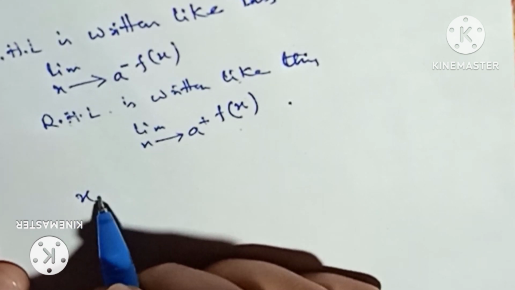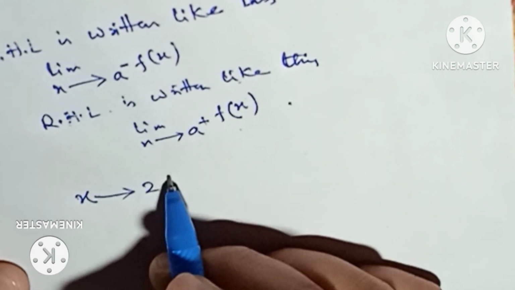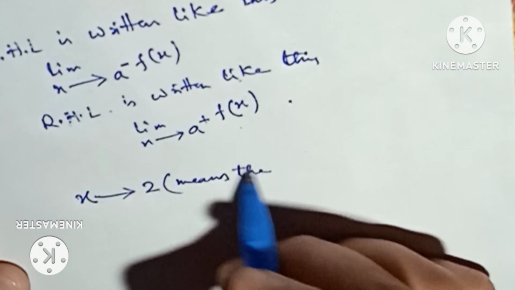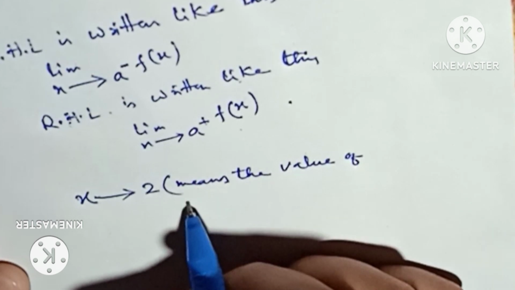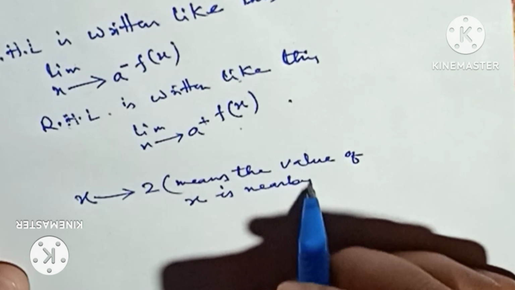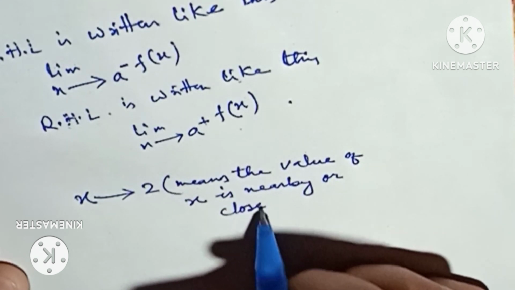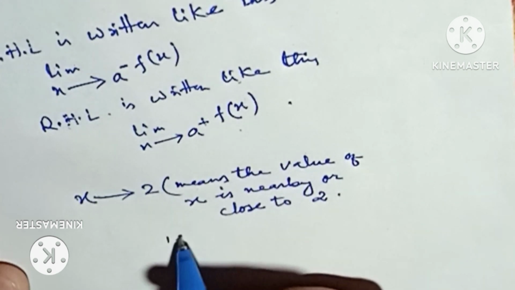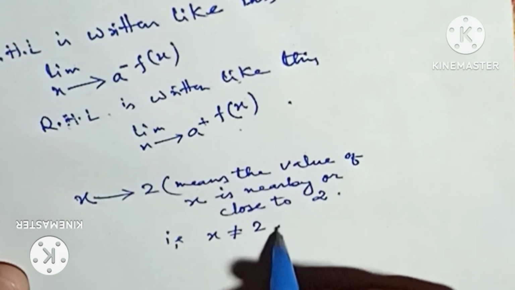x approaches 2 means the value of x is nearby or close to 2, that is, x does not equal 2.